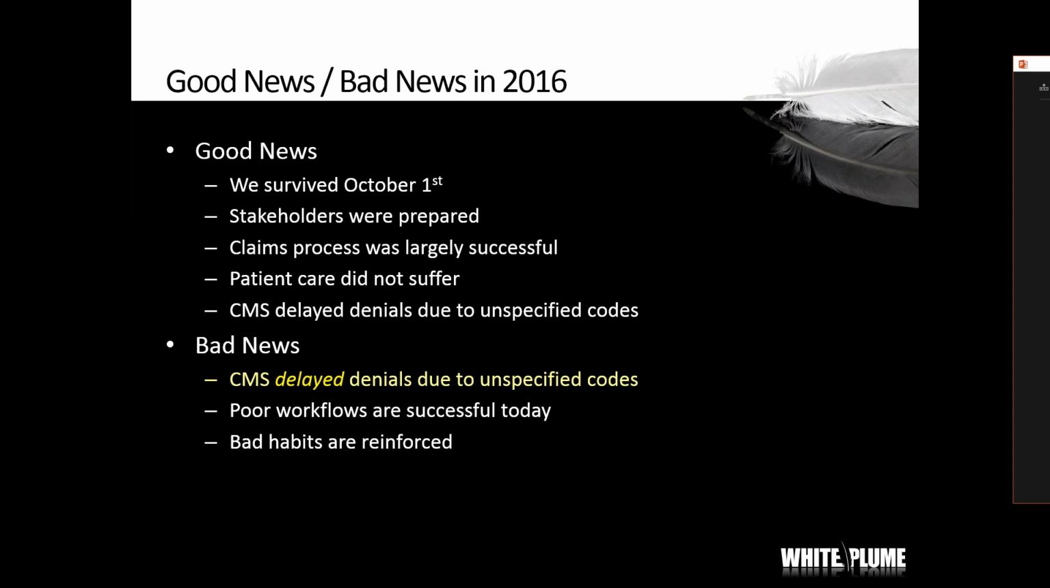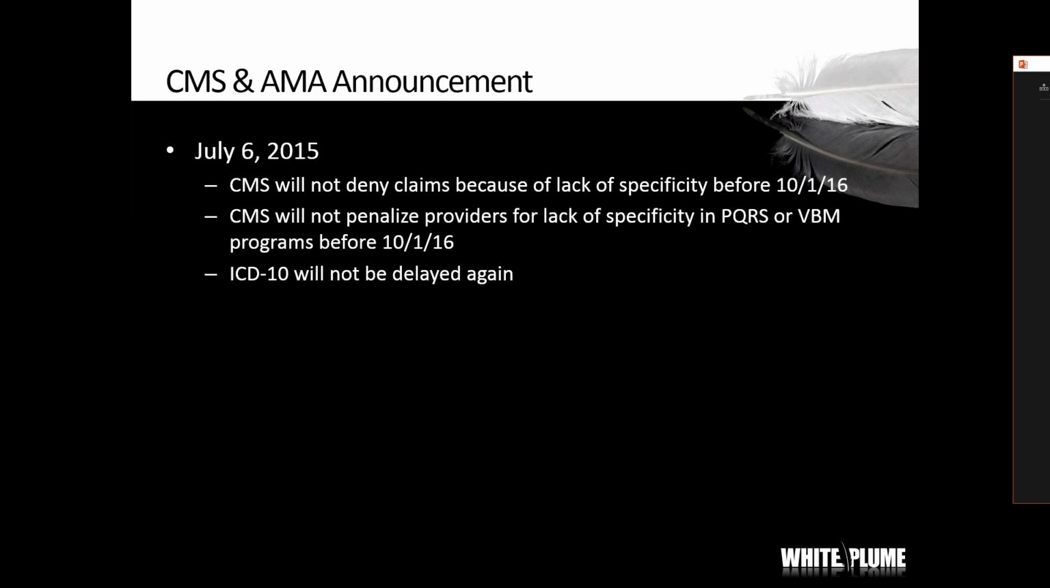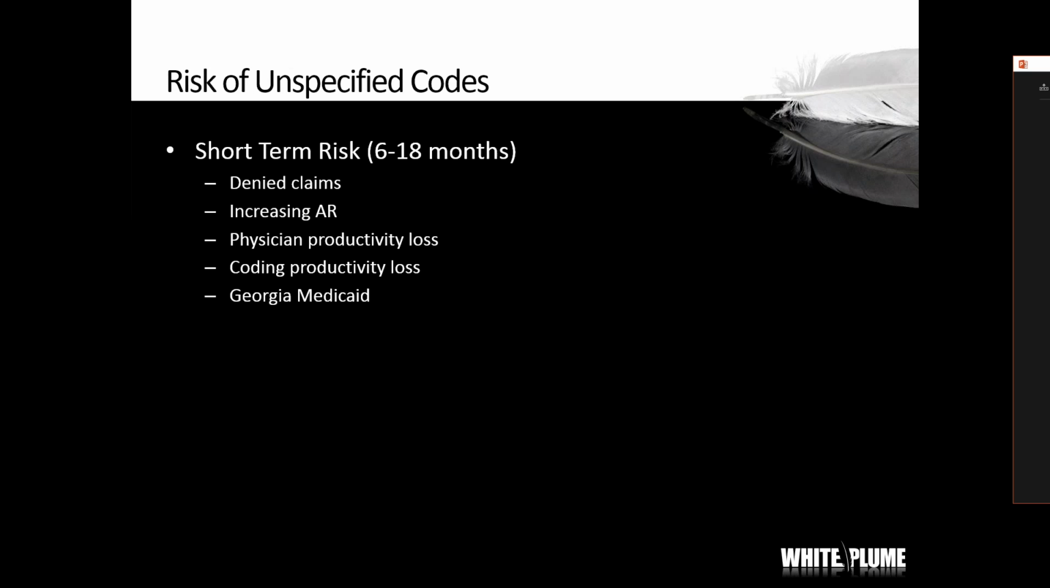We're in that delayed denial period for unspecified codes. Unfortunately, a lot of leadership focus has lost the laser beam attention that we had on ICD-10 for all those many months leading up to it, and we've still got to think about the consequences coming up this fall. As I said, up until October 1st of this year, no claims will be denied for lack of specificity, and no penalizing if you don't have specificity in your PQRS or VBM, or there'll be MACRA and other programs after that. And they only agreed to that because they said we're not going to delay again.